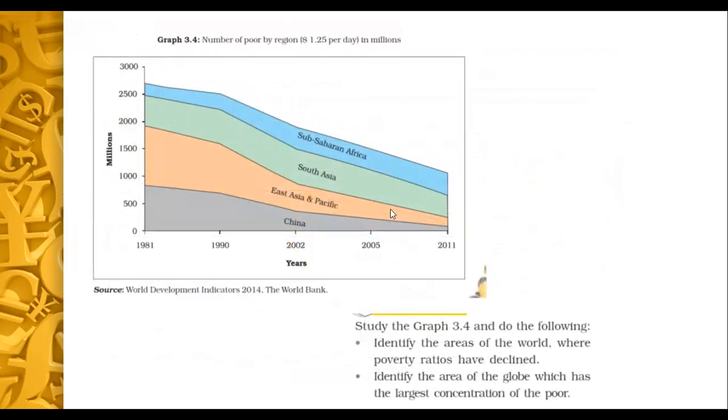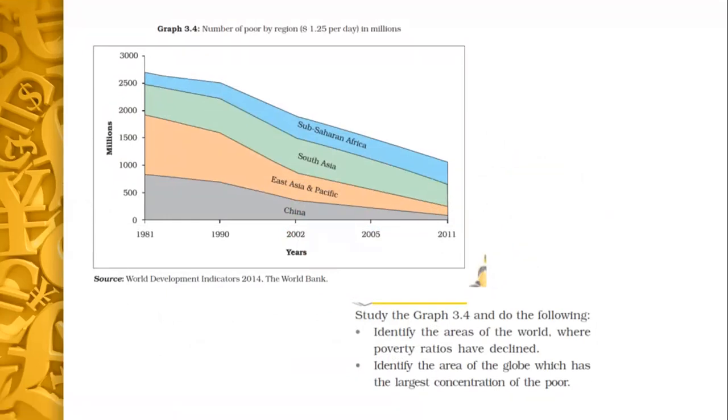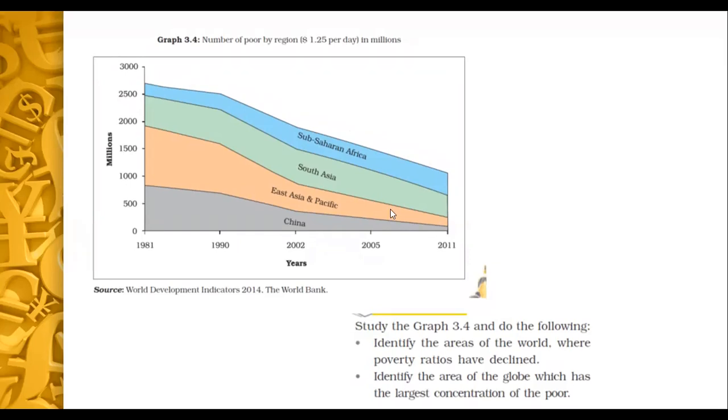Another homework for you all is this. You will study this graph and identify the areas of the world where poverty ratios have declined, and identify the area of the globe which has the largest concentration of the poor. So the global poverty line, the international poverty line, means population below $1 a day, the kind of population that doesn't even earn $1 a day.